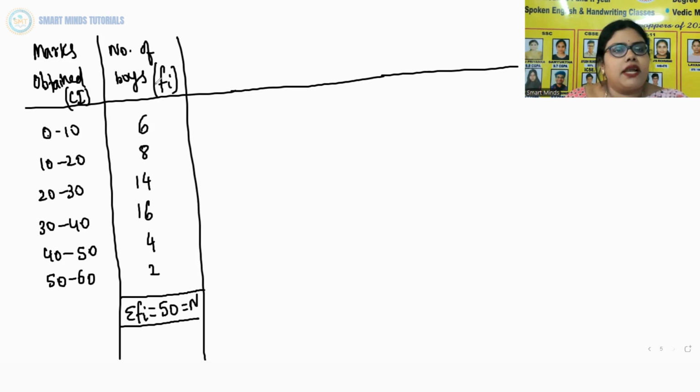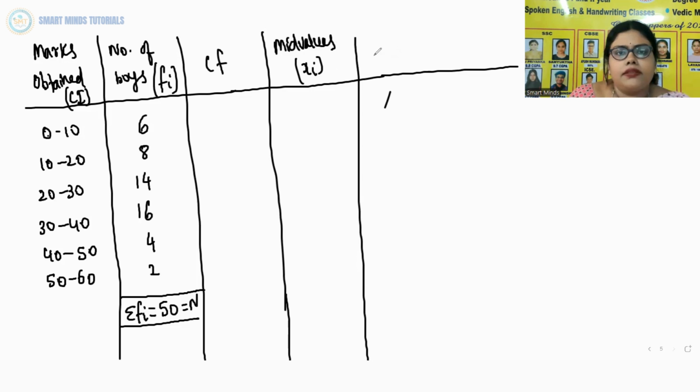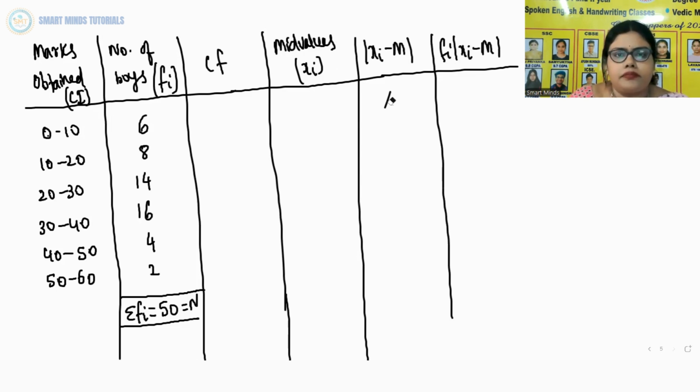Now after CI and Fi, before CF, we will find out mid values. Or first you can take CF also, then after CF, you can find out mid values. And mid values are taken as Xi. Then the next column is mod Xi minus M, and then Fi mod Xi minus M.